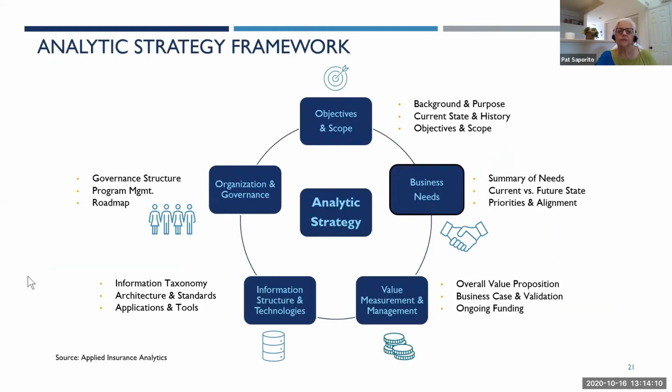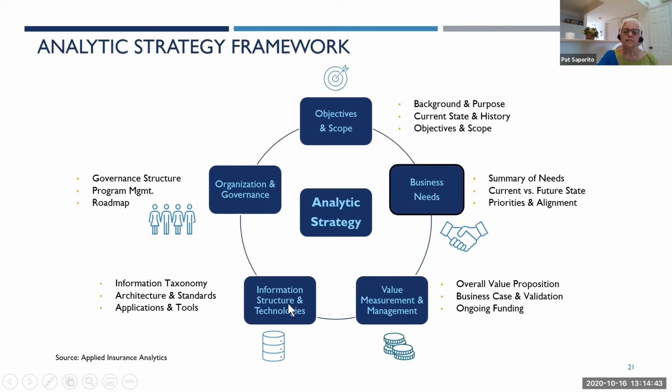So when we talk about that, I'm not going to go through all this in detail, but those 5 areas that I talked about previously, you can see here what some of the sub-elements are on your objectives and scope. The business needs, looking at current versus future needs, your priorities and alignment. The value measurement or business value, it's not just the original business case that you come up with, but it's post-implementation going back and defining and documenting the business value that was attained.